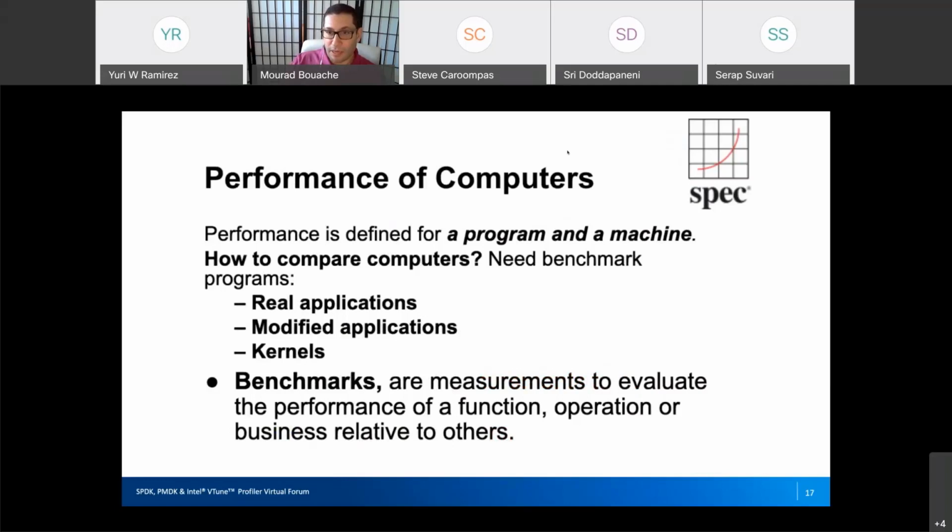In the performance of computers, we use SPEC, and everyone knows about it. This is the language between us, as a performance engineering group at Verizon Media, and Intel. The number or the score is the language when we talk about the new generation of the CPU, where we do a lot of benchmarking, measuring, and evaluating the performance of a function, operation, or a business relative to others.